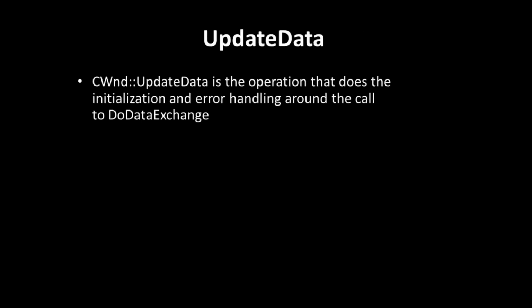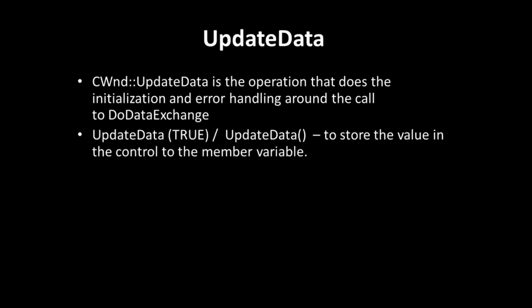Now UpdateData, it's a very important function which is used whenever we talk about DDX and DDV. So UpdateData is the operation that does the initialization and error handling around the call to DoDataExchange. Now UpdateData is called whenever you want to exchange the data between the control and the member variable, as well as whenever the validations have to be done. So UpdateData(TRUE) or just UpdateData, because TRUE is the default value.